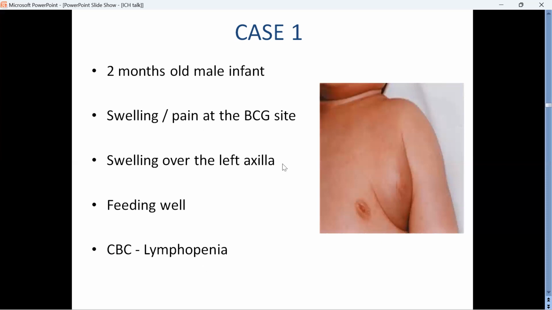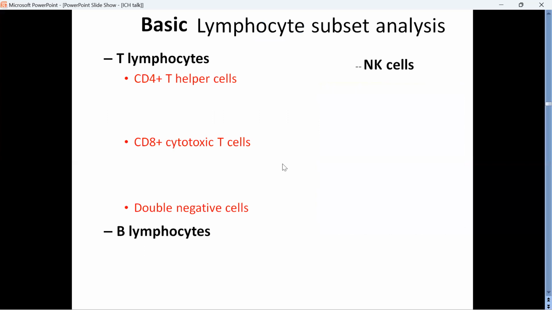So what we did was study the lymphocyte subsets in this case. Now, for studying lymphocyte subsets, we have two panels. One is a basic lymphocyte subset panel where we study the T lymphocytes, B lymphocytes, and NK cells. The T cells are further categorized as CD4 positive T helper cells, CD8 positive cytotoxic T cells, and double negative T cells. So this is a basic lymphocyte subset analysis panel.